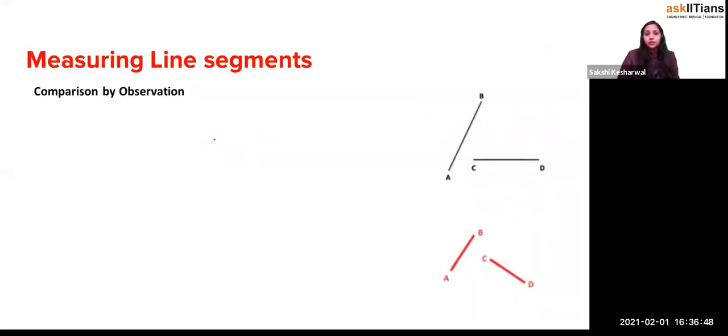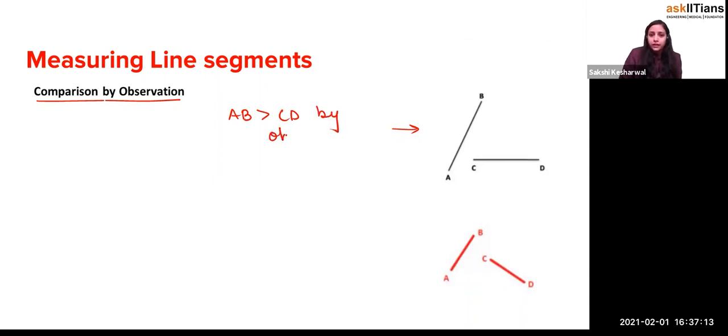So there are various ways where you can measure the line segment. One, by comparison by observation, right? The first method is what, beta? Comparison by observation. Here are the two figures you can see, as they are approximately, right? So here you can see that AB is greater than CD. But if you see this figure, you can say AB is greater than CD by observation, right?